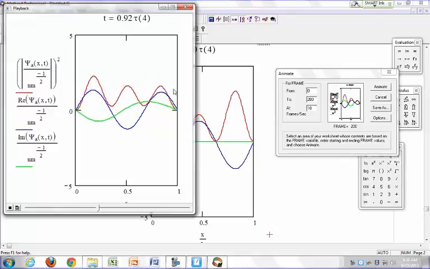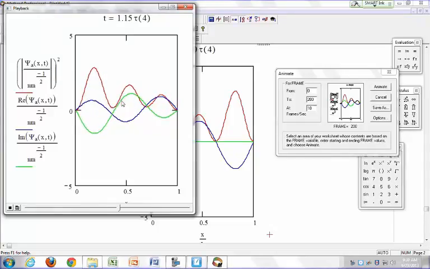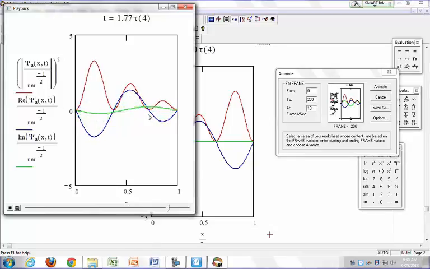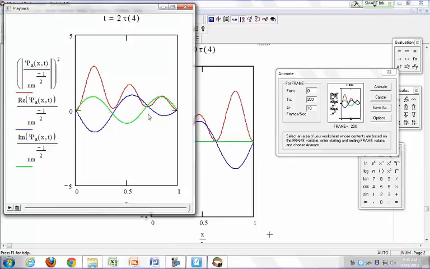It is changing. This is not a stationary state. It's a linear combination of non-degenerate stationary states. It's a solution to your time-dependent Schrodinger equation, but it's not a stationary state. It's not a solution to the time-independent Schrodinger equation.